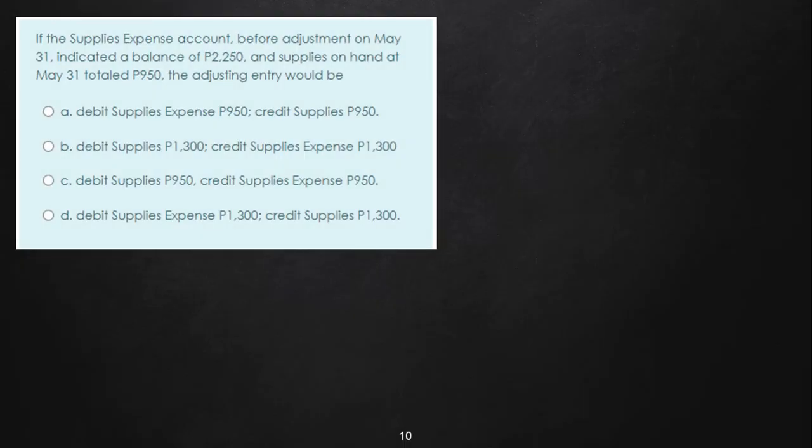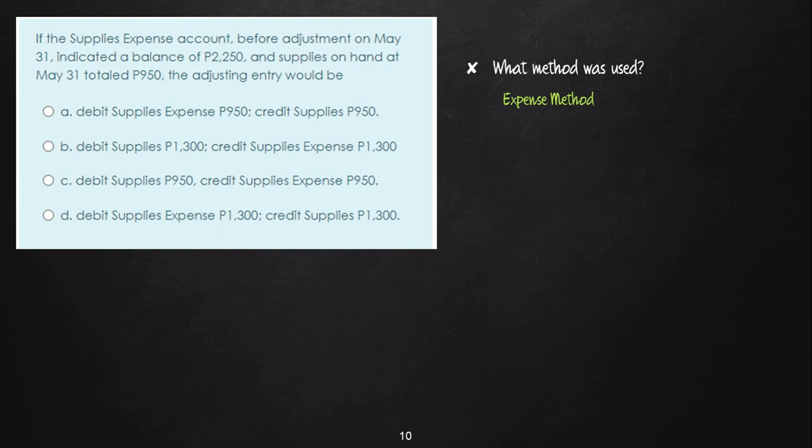So for example, kani siya nga problem. If the supplies expense account before adjustment on May 31 indicated a balance of 2,250 and supplies on hand at May 31 totaled 950, the adjusting entry would be, okay, so bantayanan class ang data. So May 31, that means May 31 day ang end of the period. Okay, so first question, what method was used? Okay, so tanawa ang given class ha. If the supplies expense account before adjustment indicated a balance of 2,250, so therefore, unsa nga method ang gigamit? So ang gigamit is expense method.